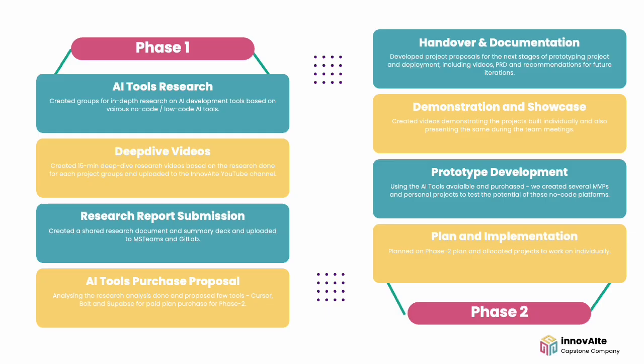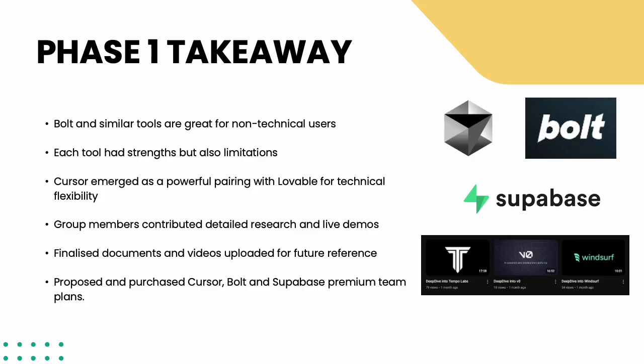During phase 1, the focus was deep research and experimentation. We formed groups and were assigned specific tools to evaluate. Each group created a 15-minute video demo, a detailed write-up explaining how the tool worked, and a comparison against similar tools. We also submitted purchase proposals to recommend which tools should be licensed for further development in phase 2. Based on this, tools like Cursor, Bolt, and Supabase were selected for deeper investment.